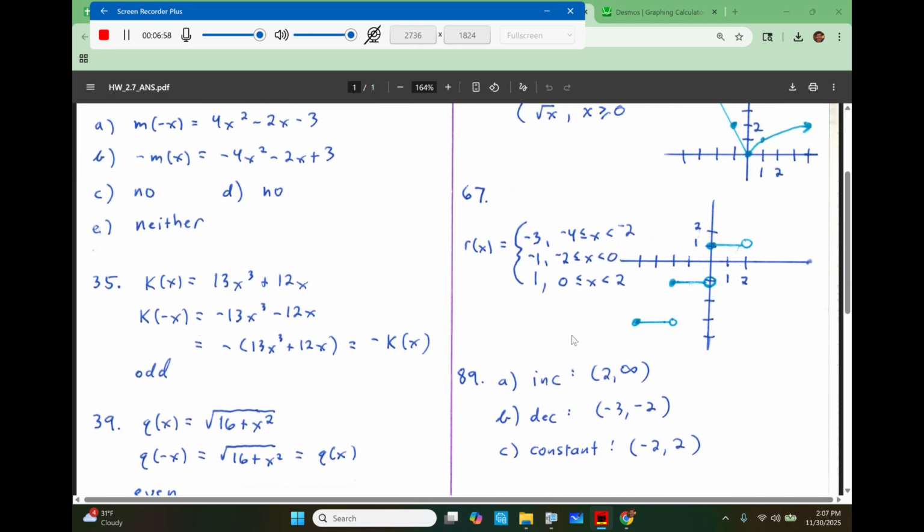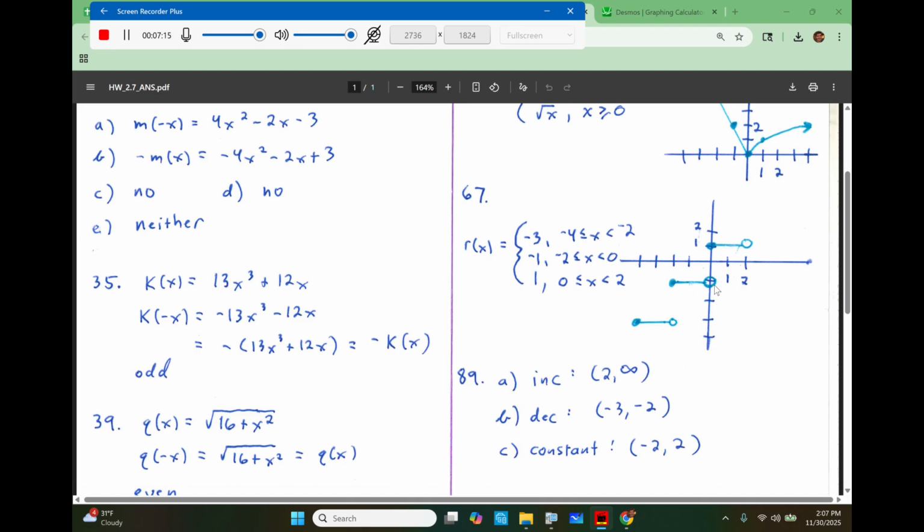For 67, here's a nice piecewise of just line segments. So I want it just to be the negative 3. So y equals negative 3. The horizontal line y equals negative 3 from negative 4 to negative 2. So that's that piece there. It's going to equal negative 1 from negative 2 to 0.